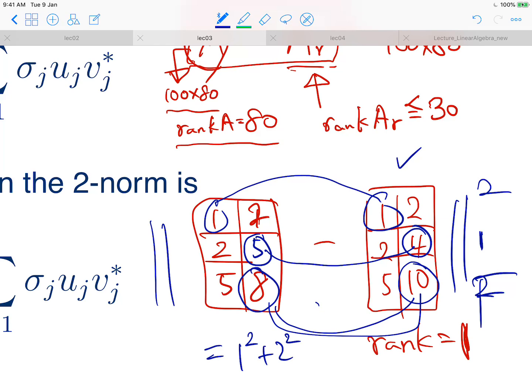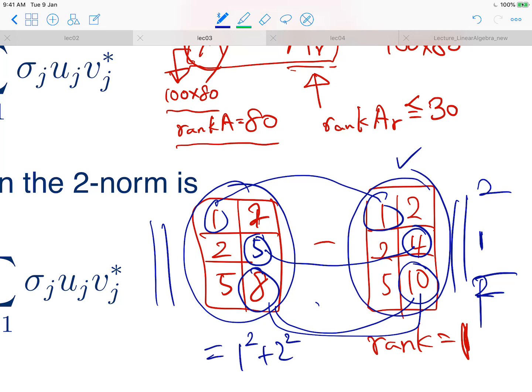Given this original matrix, and a matrix having the rank of 1, what is the optimal solution? Optimal matrix, okay?